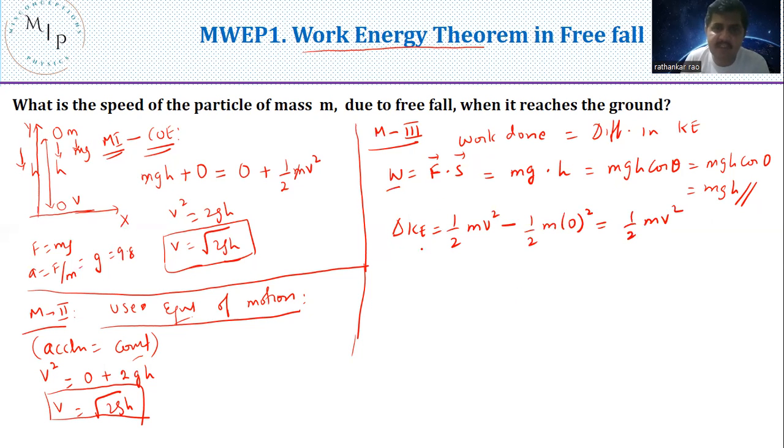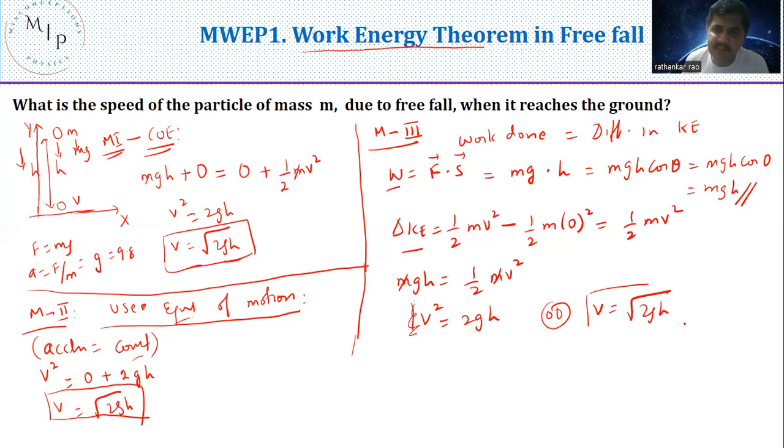Now I can equate these two, right? When I equate it, I get the answer as mgh is equal to half mv square. This m and m goes away. So thus once again I am left with v square is equal to 2gh. Or I can write v is equal to root of 2gh, which is the same thing that we arrived at here.